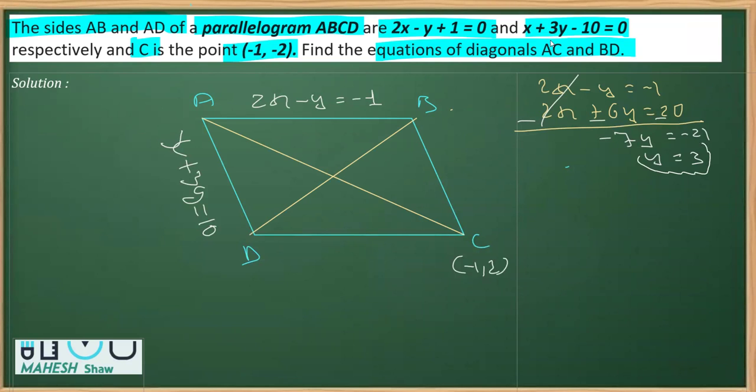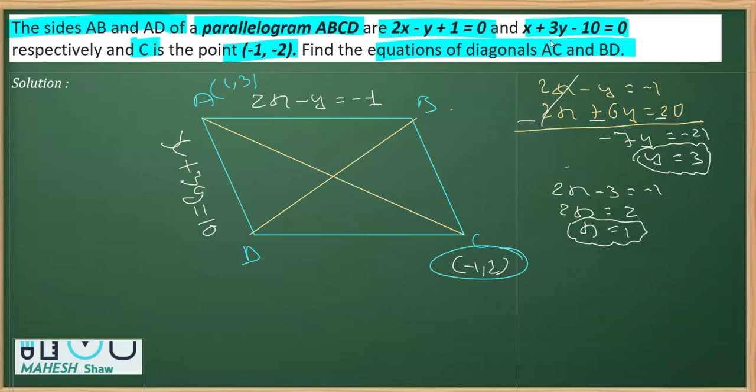Now, once we have the value of y, we can place it here, so we get 2x minus y, that means minus 3, is equal to minus 1. That means 2x is equal to positive 2, so x is equal to 1. Now we have the coordinate of A, which is 1, 3.